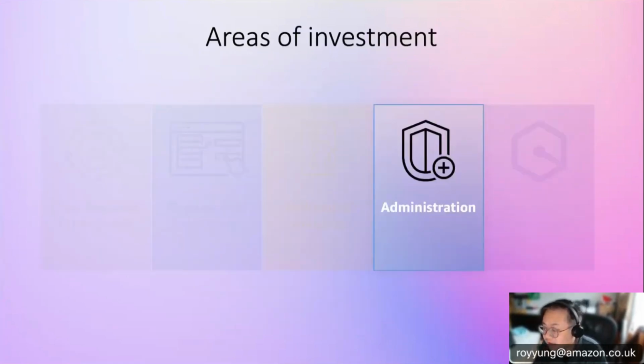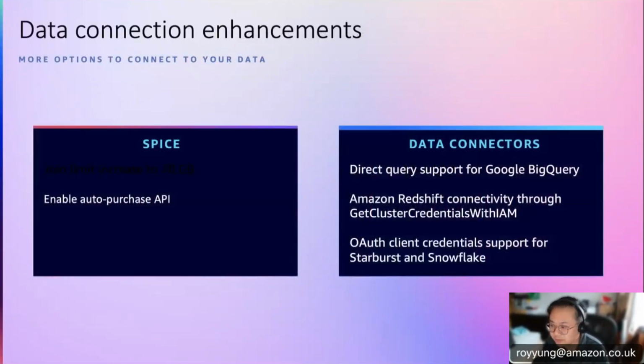Okay, next area is on the administration side. So on the administration, the first thing we have is on the data connection or the Spice. Spice is the data cache layer in QuickSight. And last year we enabled the auto purchase API, because before we had this feature, Spice is a data cache, data storage layer.